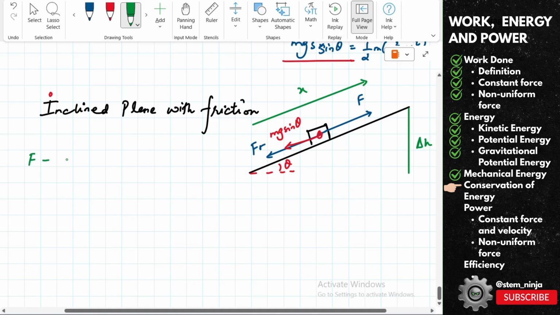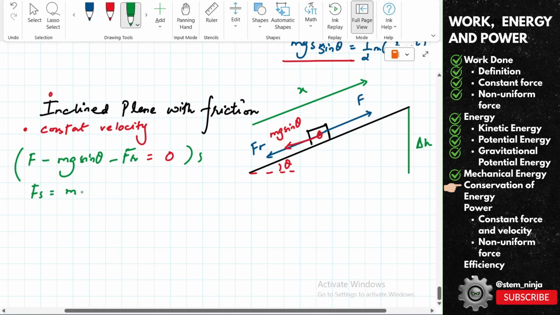So you have F minus mg sine theta minus friction. And it depends now if you're moving with constant velocity. Let's say it is moving with constant velocity. So in this case, the ma side would be 0. So once you multiply both sides by s, work done by force F would be equal to the work done against gravity plus work done against friction.